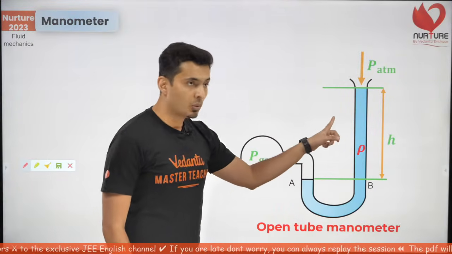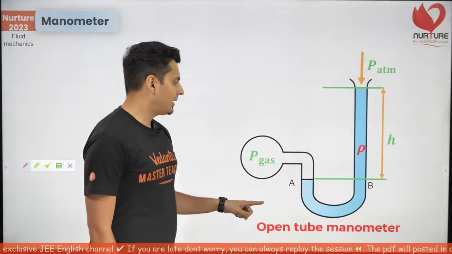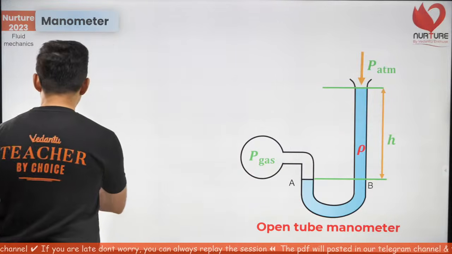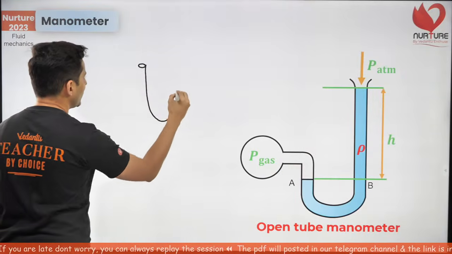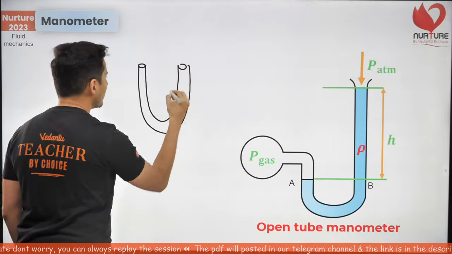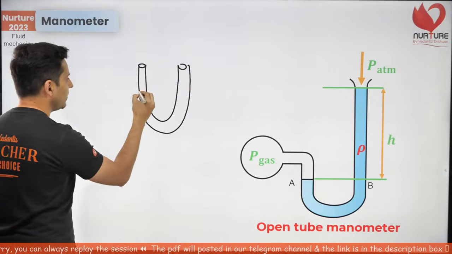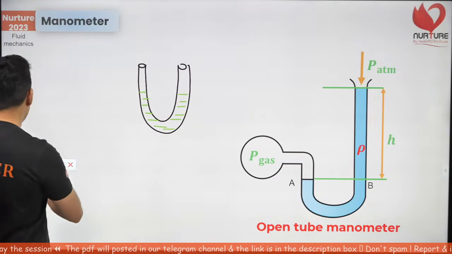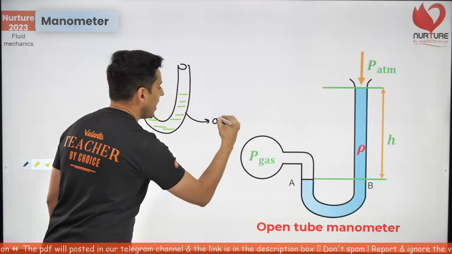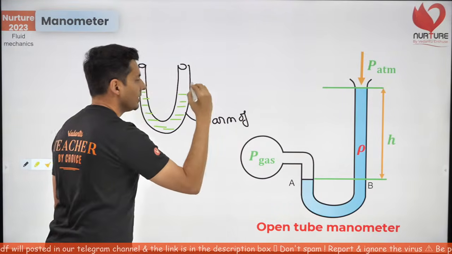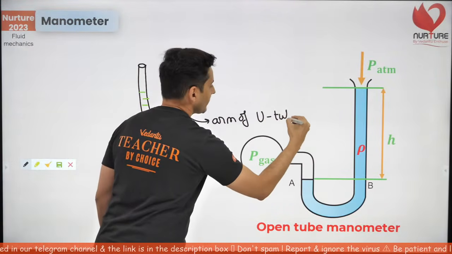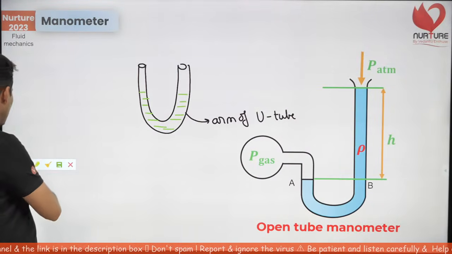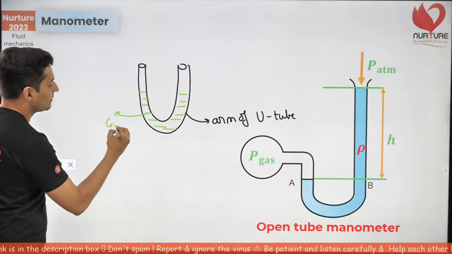You take a U-tube and you pour some liquid. Now, if you just take a U-tube and pour some liquid, what will happen, my warriors? The liquid will be the same in both the arms. This is the arm of the U-tube, and this is the arm of the U-tube. The liquid inside will be of the same height.